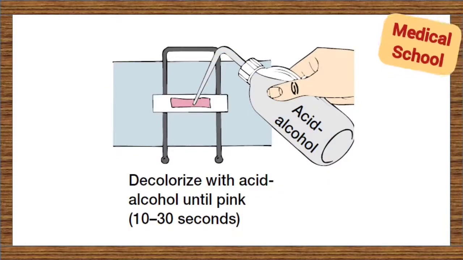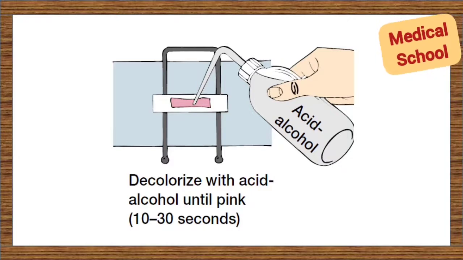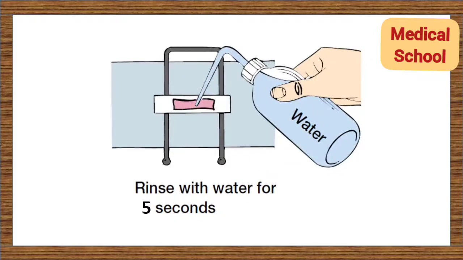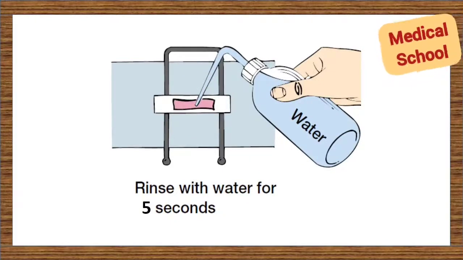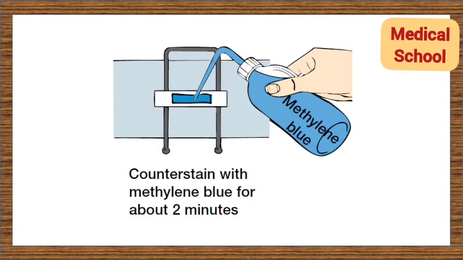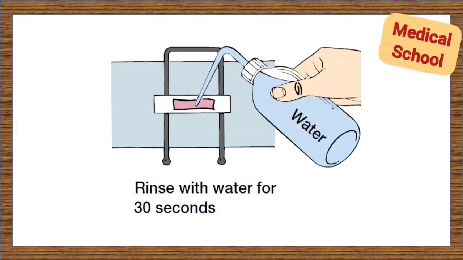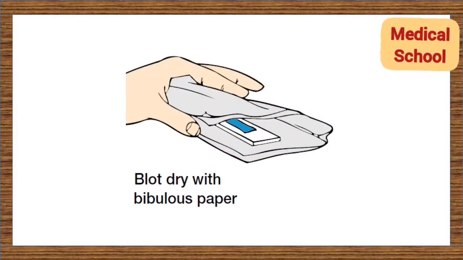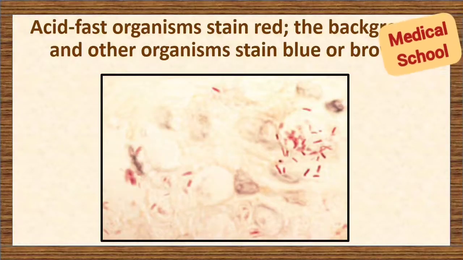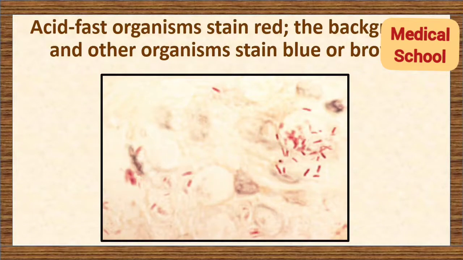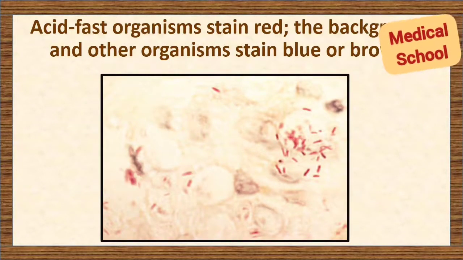Decolorize by adding acid alcohol, drop by drop, until the slide remains only slightly pink. This requires 10 to 30 seconds and must be done carefully. Rinse with water for 5 seconds. Counterstain with alkaline methylene blue for about 2 minutes. Rinse with water for 30 seconds. Blot dry with bibulous paper. Acid-fast organisms stain red, and the background and other organisms stain blue or brown. See this figure for an example of the Ziehl-Neelsen stain.